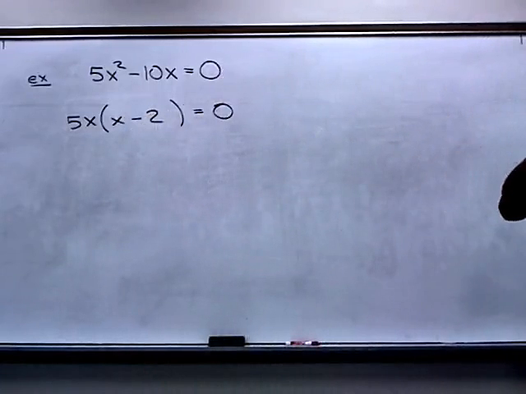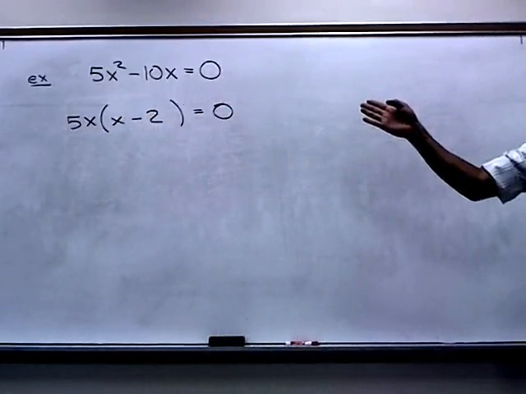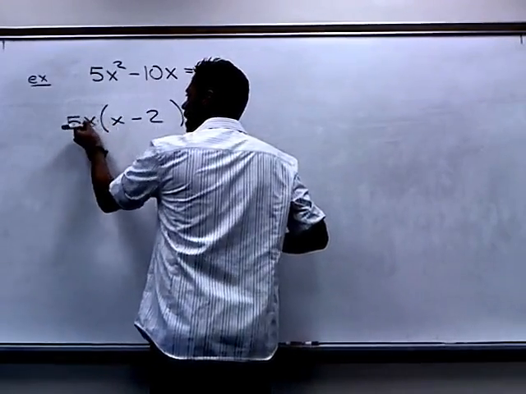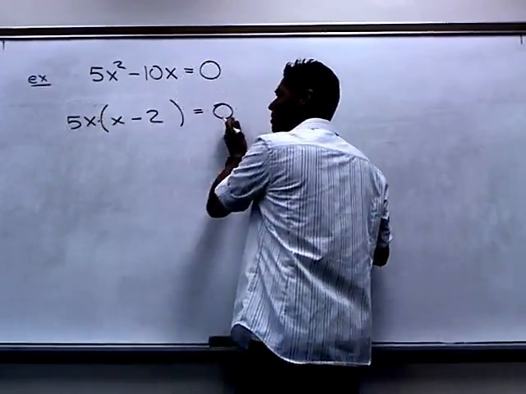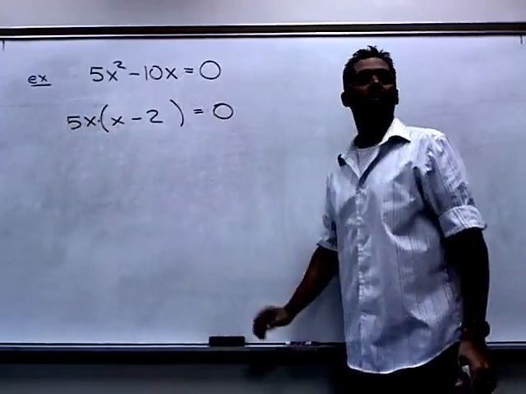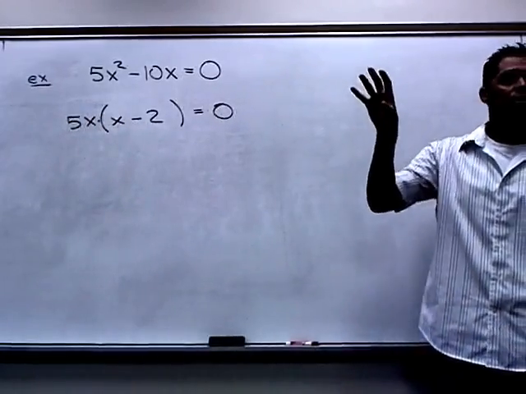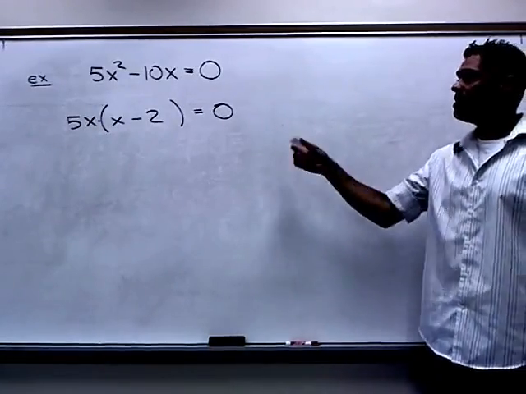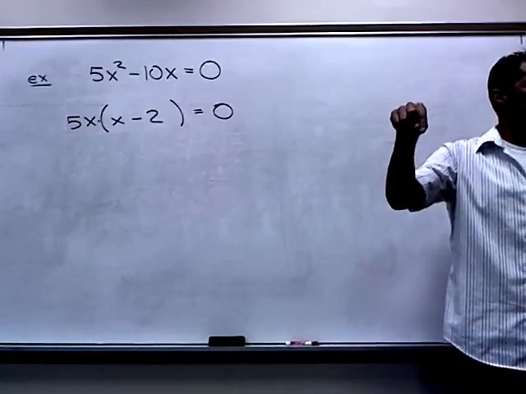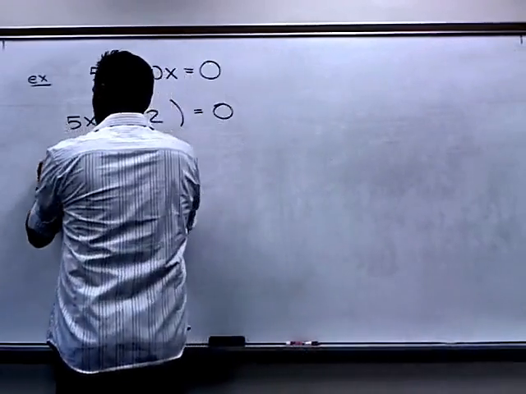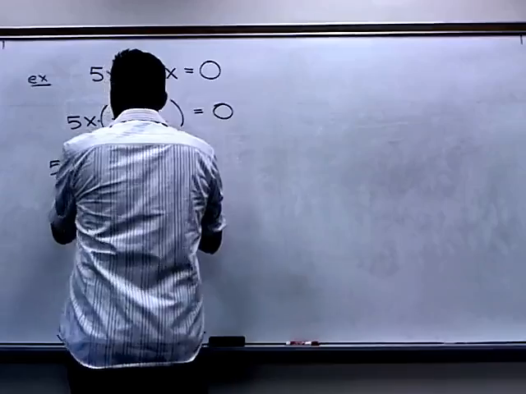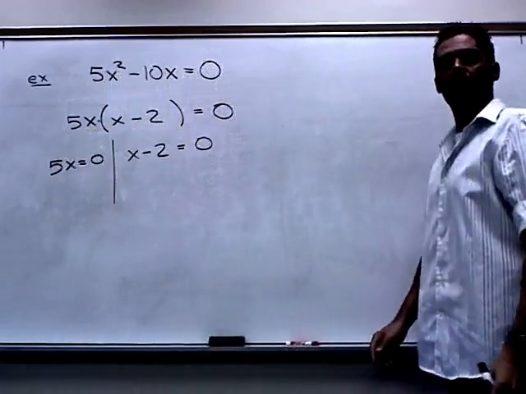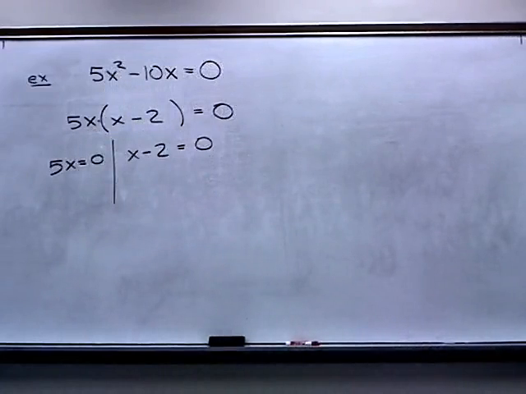And now, once you get to this point, if you're saying that this 5x times x minus 2 equals 0, that means one of those has to be 0. Either the 5x is 0 or the x minus 2 is 0. So you set each factor to 0. This is actually, I think, easier than what we just did. Because all you have to do is take the 5x and ask yourself, when's that 0? Then the x minus 2, and say, when's that 0? Solve both equations.